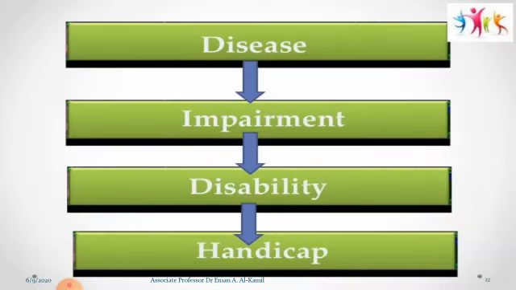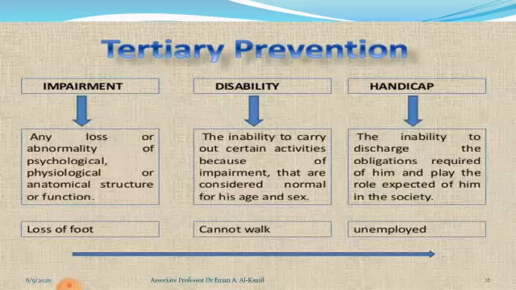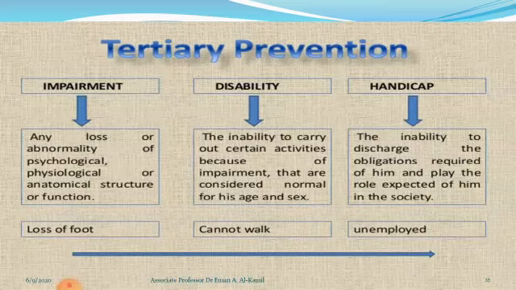It is important to differentiate between disease, impairment, disability, and handicap. These terms are frequently used by doctors, but it is important to differentiate between these terms. We mentioned that at the level of tertiary prevention, we have the disease, and it is important to limit or decrease the impairment, and then decrease the disability, then decrease the handicap. So what are the differences between these terms? So the impairment means any loss or abnormality in the psychological, physiological, or anatomical structure or function.